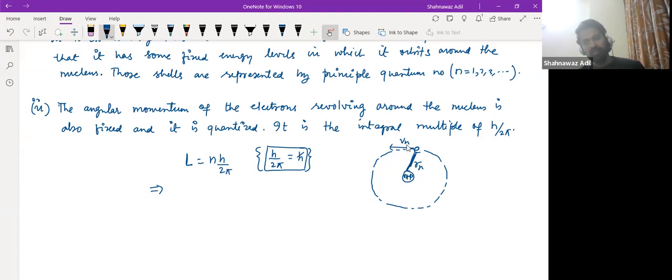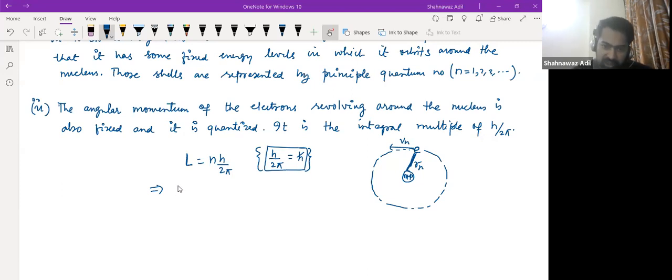Yes, do you guys remember from your rotational class, 11th class, what is the angular momentum? Angular got disconnected. Mariam, yeah, I guess.